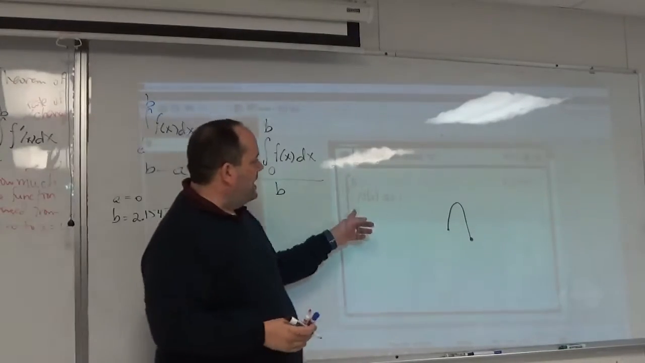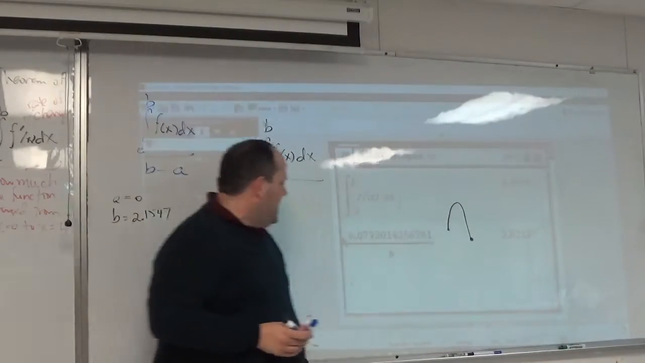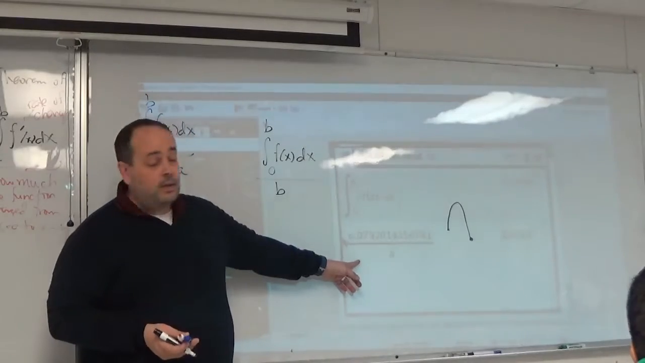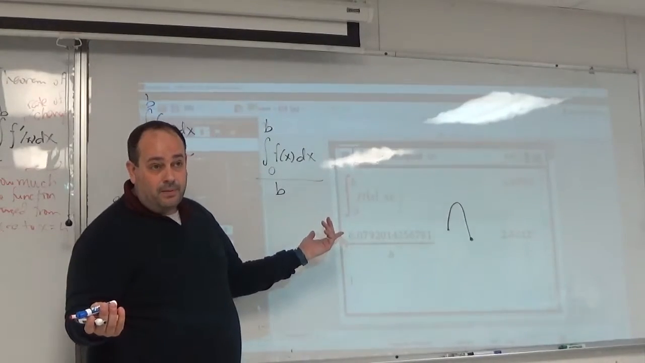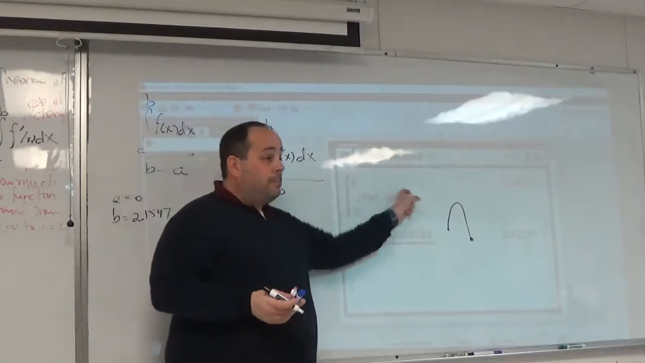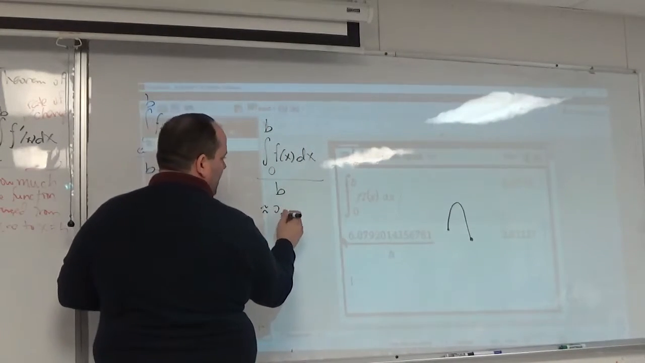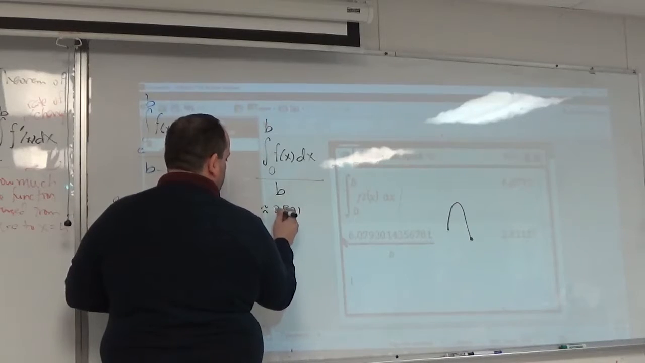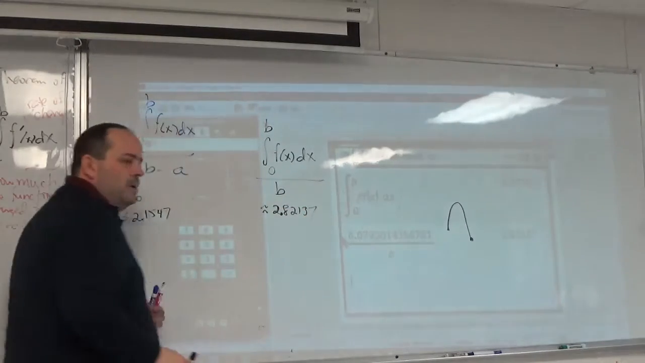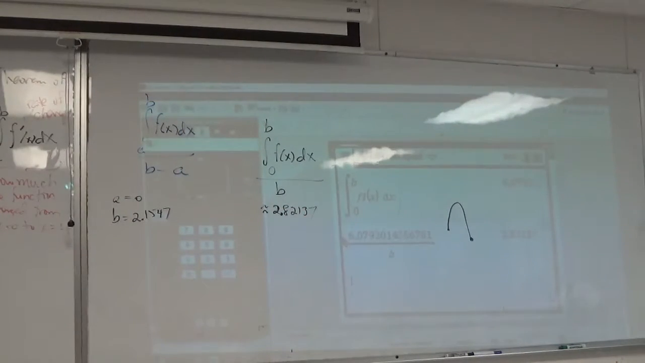Paul's doing it in 2 steps. He found the area, and now he's dividing by b. Could your calculator do this in 1 step? Yeah. Of course, I would just put parentheses over here. And if all goes well, what are we getting? 2.821. 2.82137. All you need is 3 places after the decimal. How many guys are honestly getting 2.821?